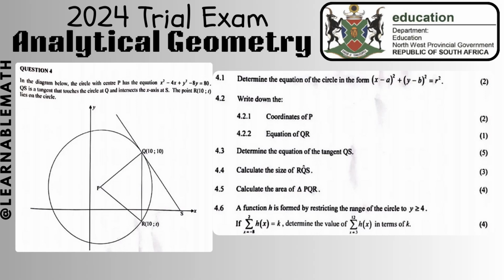We are still continuing with revising the 2024 trial exam papers, and today we're going to look at the Northwest Province paper on analytical geometry. That was your question 4. Quite interesting. It's 4.6. We're just going to explore this whole question and see how it goes.